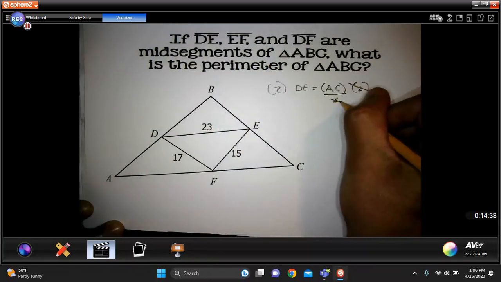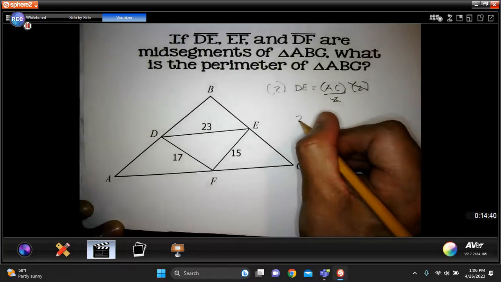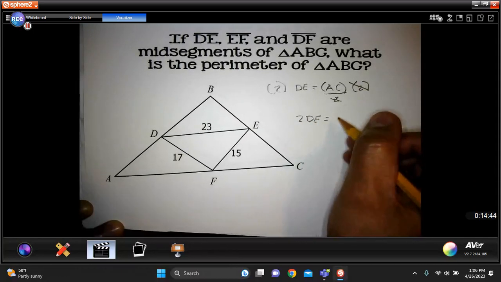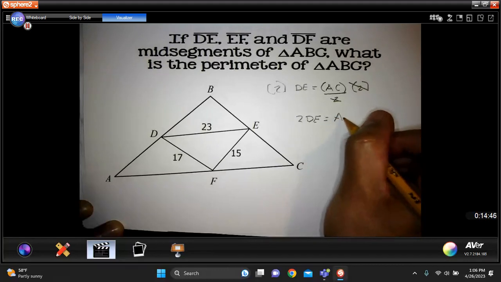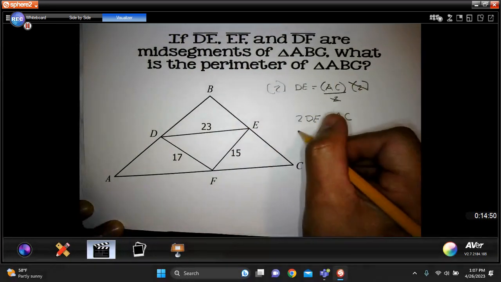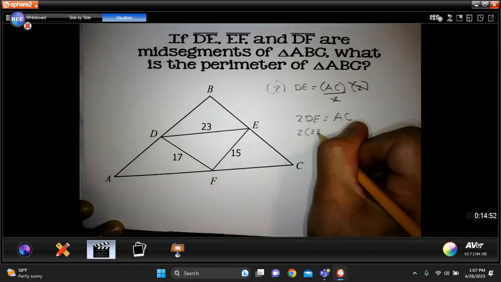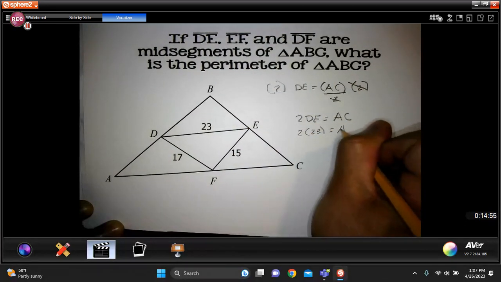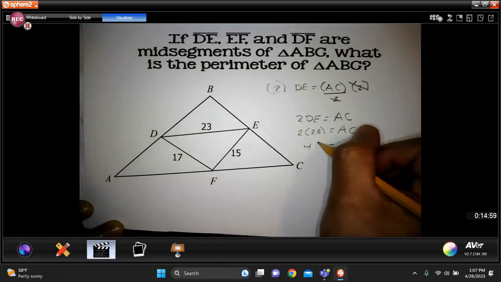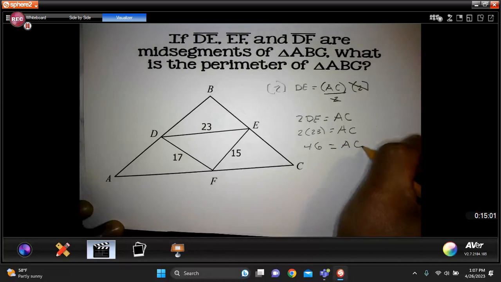I divide 2 by 2. So my big side is going to be twice the little one. You know that you have 23 here, so 2 times 23 for AC. So you know that it's going to be 46.